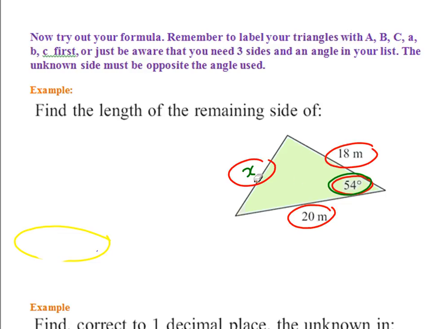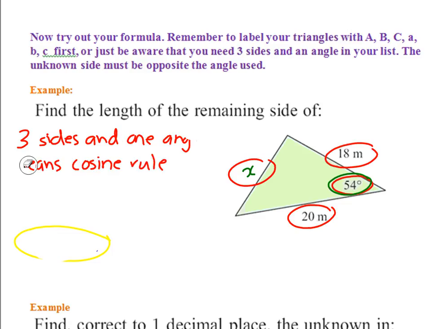So label the thing you're looking for to begin with, and then try to work out what you've got. We've got angle, opposite side, but we don't have angle, opposite side, angle, opposite side. So it's not the sine rule. But when we're dealing with three sides and an angle, then it's cosine rule. And it's cosine rule for a length. So three sides and an angle means cosine rule. But you have to label the thing you're looking for first, the unknown, before you can decide that.